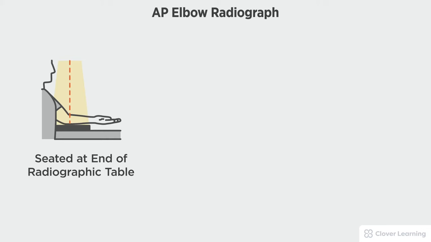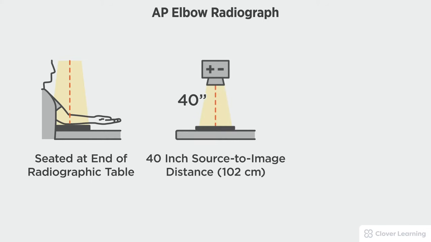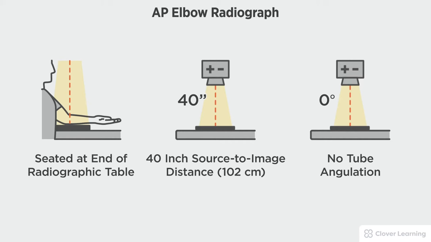In this view, we will be demonstrating the AP elbow. The AP elbow should be performed with the patient seated at the end of the radiographic table, with the image receptor placed tabletop, with a 40-inch source-to-image distance and no tube angulation.